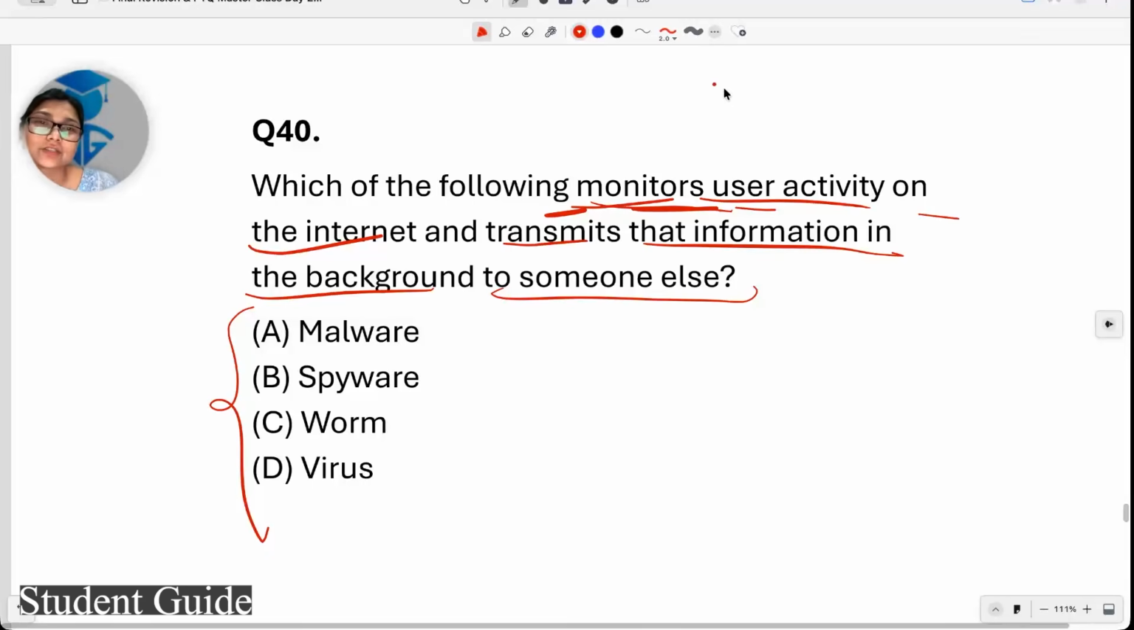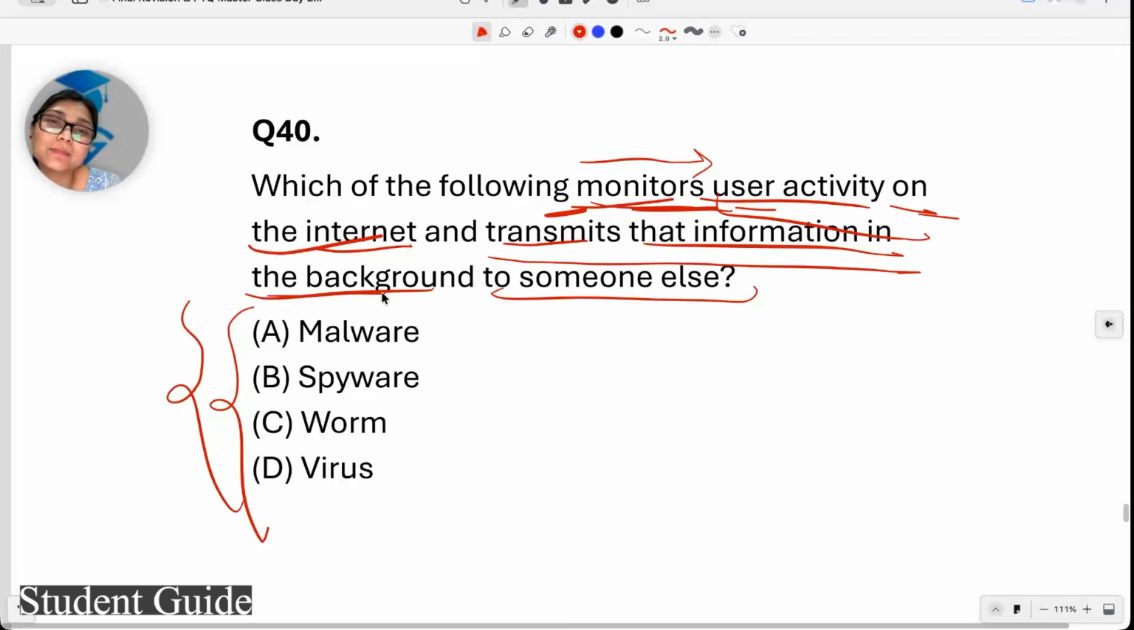Monitors user activity on the internet. It means what you are accessing, searching on the internet. One of the options will monitor it. Then again, what it does: transmits the information in the background to someone else. Okay, this is very dangerous. So the correct answer for this, you already got to know, it is monitoring you. Then again, it is transmitting the data to someone else without your permission, that is spyware.